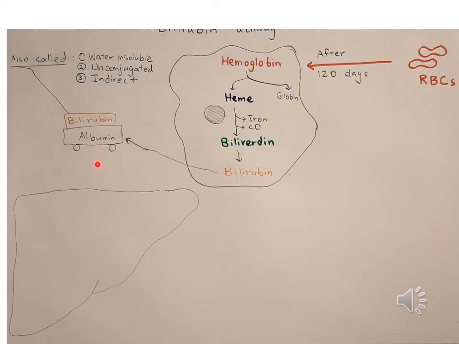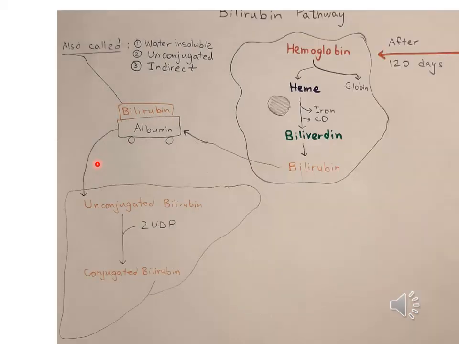This bilirubin, which is released from the macrophage and carried by albumin, has two or three properties, and please remember these. This bilirubin is water insoluble. It is also called water insoluble bilirubin. This bilirubin is unconjugated, and this bilirubin is also called indirect bilirubin. The bilirubin which was released by the macrophages was water insoluble and unconjugated. It reaches the liver by being carried on the carrier protein albumin.